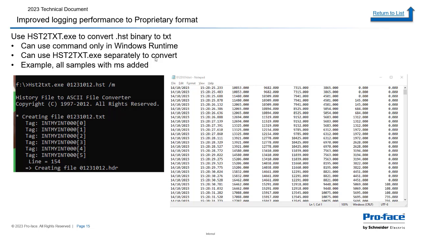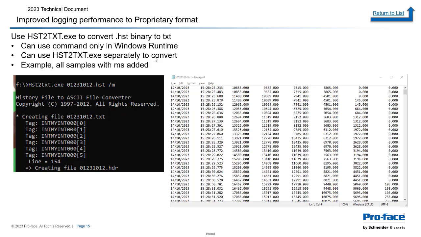There is a command called hist to text, hst to txt, which converts the binary to a text file. This command only works in the Windows runtime, but you can use it separately. So if you have a Windows computer, that is basically all you need. You could take the stick off the STM6000 Edge box and plug it into a PC, and then use the hist2text exe separately. It's not a separate install. You could just use the file as a standalone file.